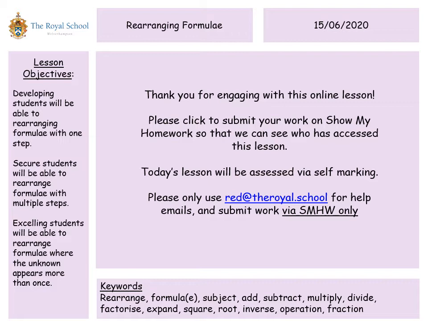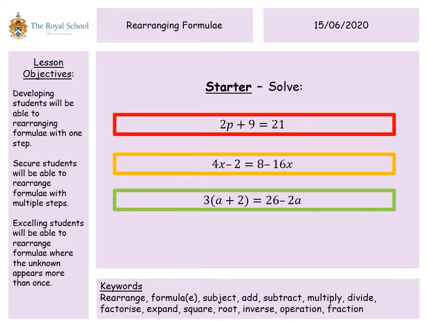So you've got some keywords at the bottom here about rearranging and formulae next to it with the singular and plural. The subject of a formula is going to be the letter that we want to be on its own. We've got our general words for our operations here that we've seen in previous lessons as well, such as factorise and expand, and most of the others we should have seen before, but get in touch if there's anything you're unsure of here. So start activity, I've got 3 equations for you to solve.